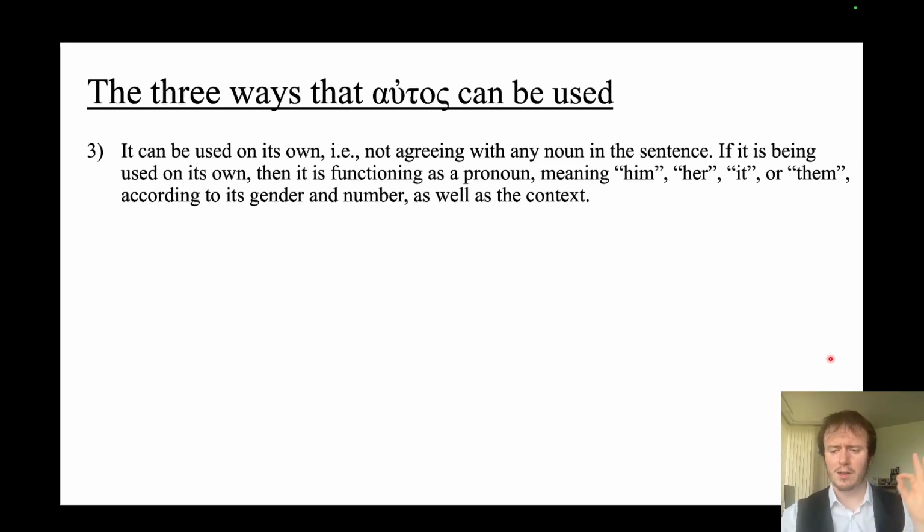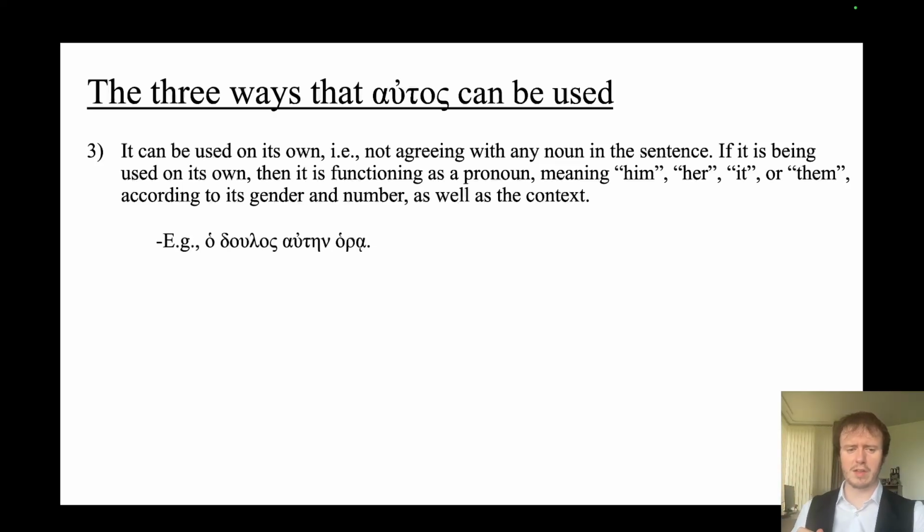Okay? Let's now look at some examples of αὐτος being used on its own, that is, not agreeing with any noun, and therefore being used as a pronoun. Here is the sentence, ο δούλος αὐτον χωράει. Here we have the slave in the nominative case. Then we have the verb χωράει at the end, which means he, she, it sees, but here it's going to be he because the slave is in the nominative, and a doulos is a male slave. So the slave sees αὐτον.